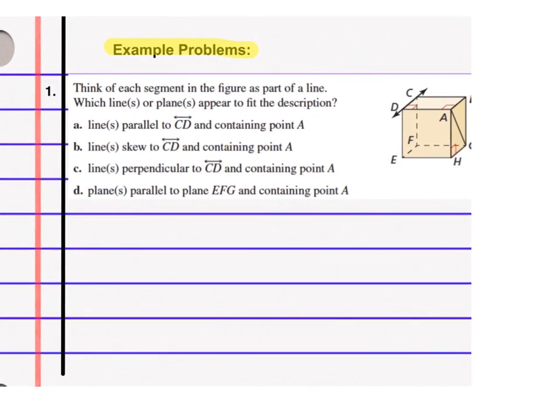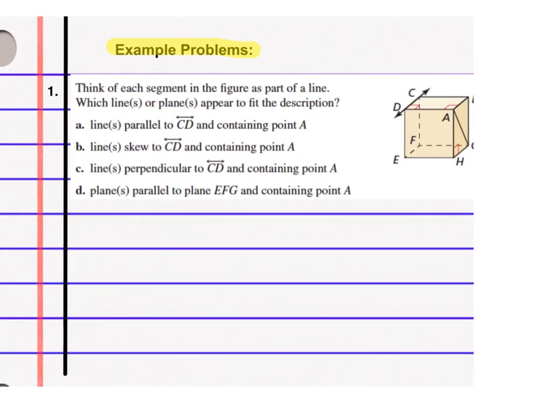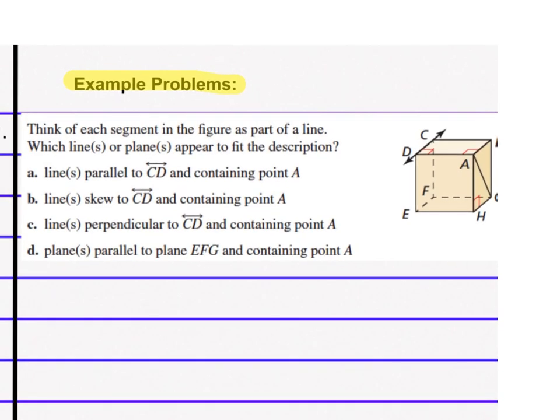All right, examples. If you want to abbreviate and put EX, you can. If your hand's getting tired, you do need this picture. Then think of each segment in the figure as part of a line. Which lines or planes appear to fit the description? So part A, I'm going to zoom in just a little bit. Part A says line or lines parallel to CD containing point A. Some of these got cut off here. So this is B right here, and this is G, so you might want to put those on.